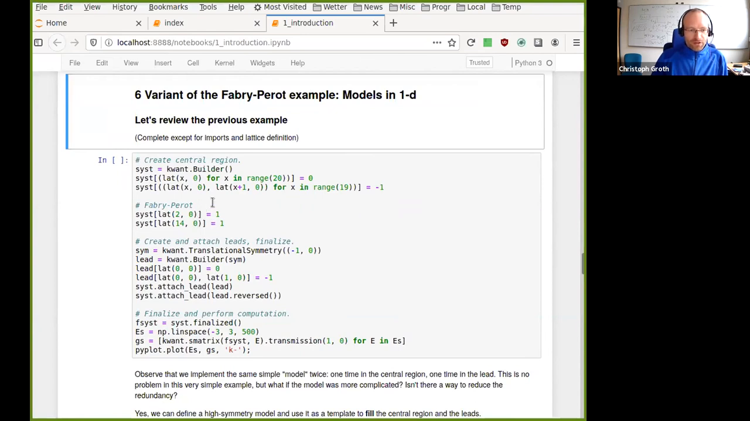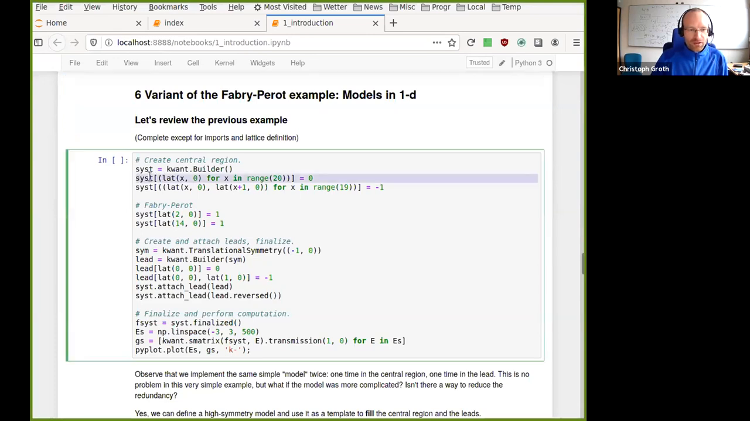But observe that there is quite some redundancy in this example, because basically we are creating the same model twice. It's a very simple model, to be sure. It's basically the simplest you can have. It's a 1D chain with nearest neighbor hoppings and a single orbital, but still it is first created here in the central region. You see, I create here in this line the on-site energies, which are all set to 0, and here all the hoppings are set to -1. And then again in the leads we have the same.